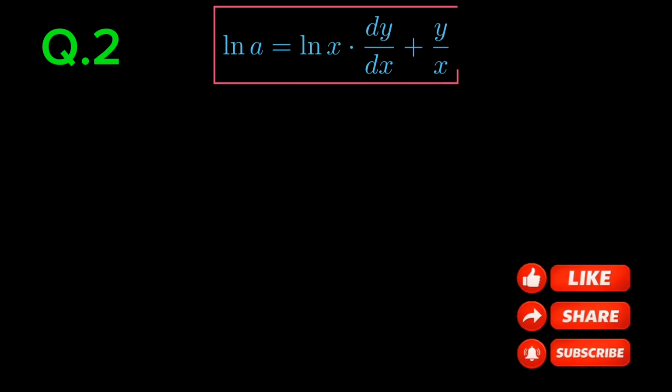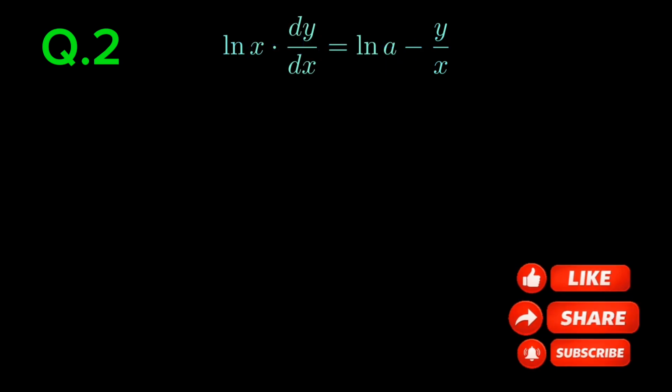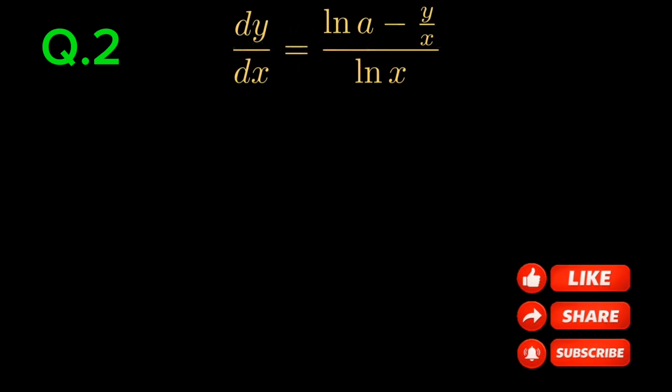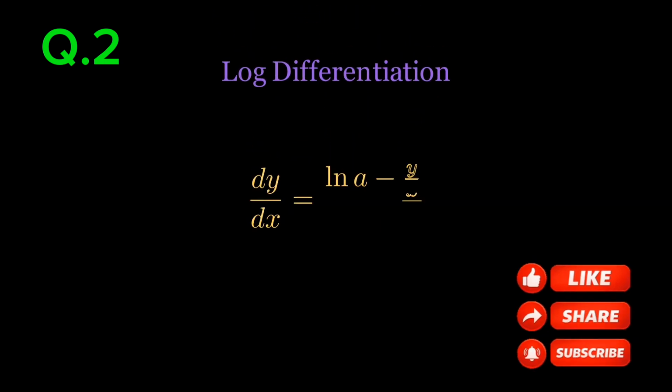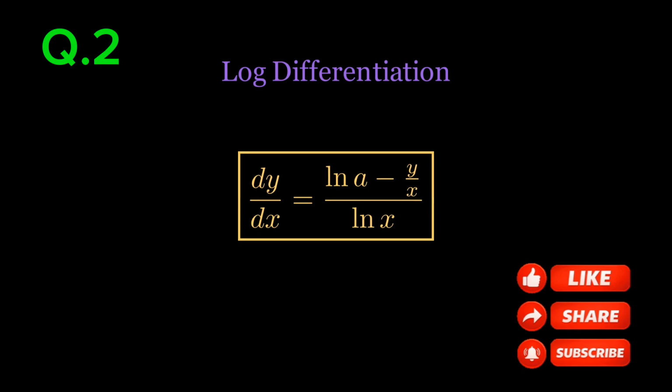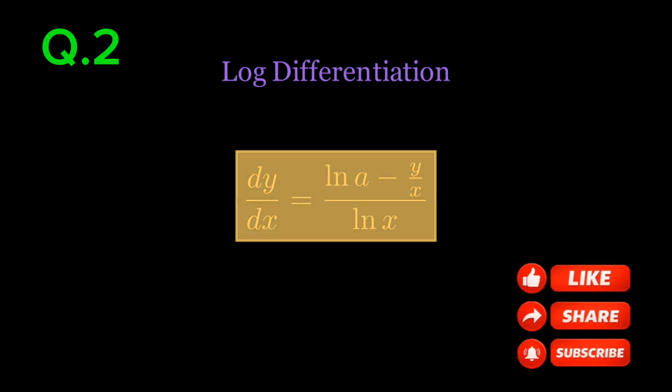We get ln a equals ln x times dy/dx plus y over x. Rearranging, ln x times dy/dx equals ln a minus y over x. Final answer: dy/dx equals ln a minus y over x, divided by ln x. The derivative of a^x equals x^y is (ln a - y/x) / ln x.